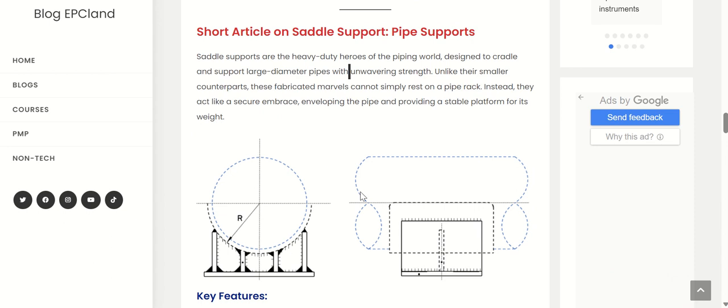If you see, these are very heavy duty heroes of the piping world. Why are we calling them heavy duty? Because these supports are generally used for very large sizes, large diameters. For example, in any project you will see a flare line which will be of higher size in most cases. So you will find these kind of supports for very high sizes, especially at the top of the pipe rack.